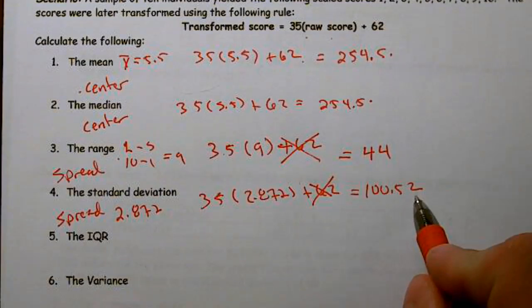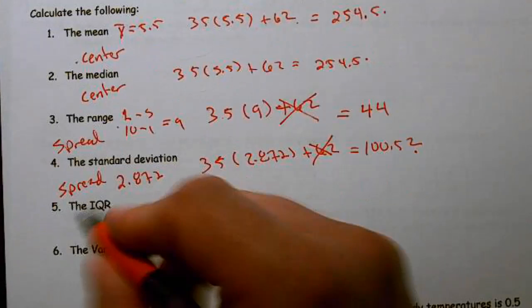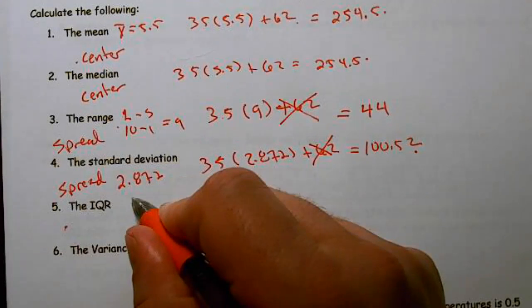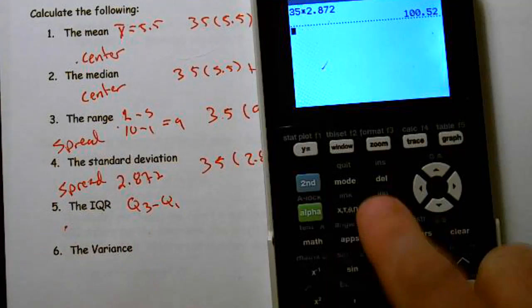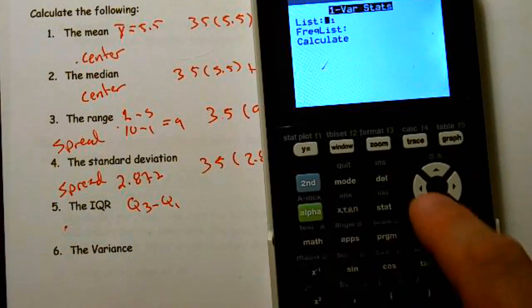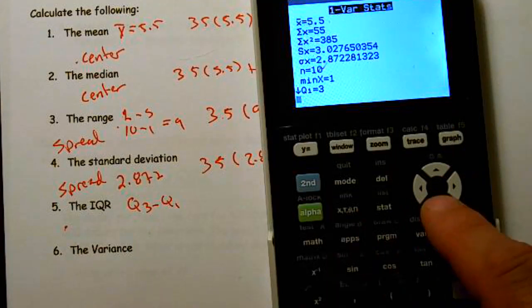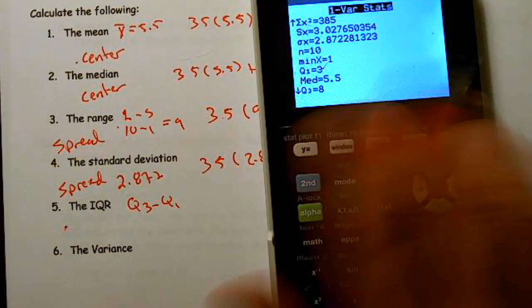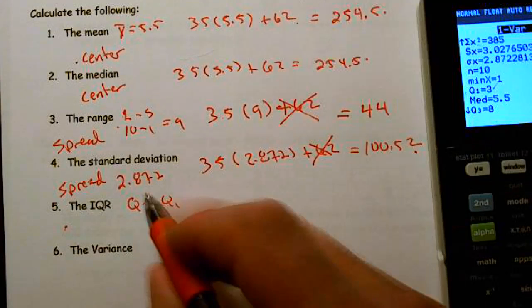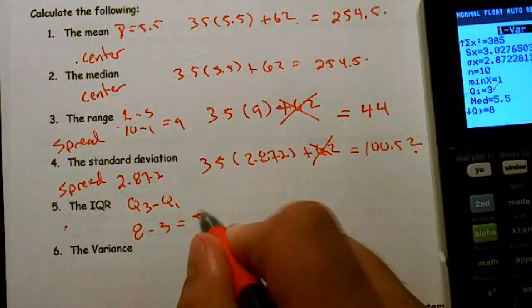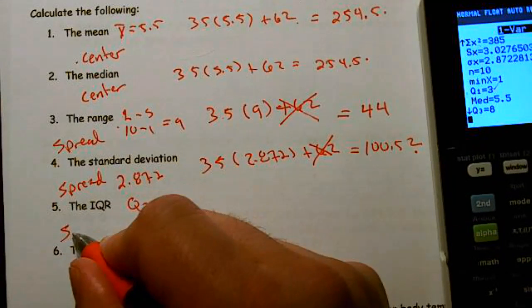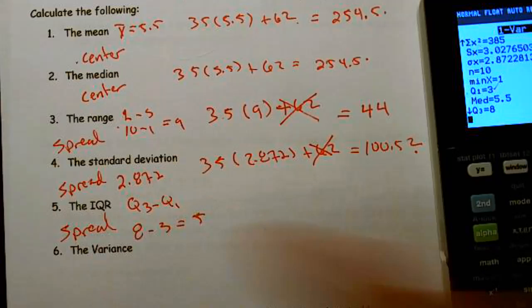And that's my transformed standard deviation. All right, my IQR is Q3 minus Q1. And we can go in real quickly and get that stat calc. And we end up getting a Q1 of 3, and we have a Q3 of 8. So 8 minus 3, my IQR is 5. And so this is also a measure of spread.